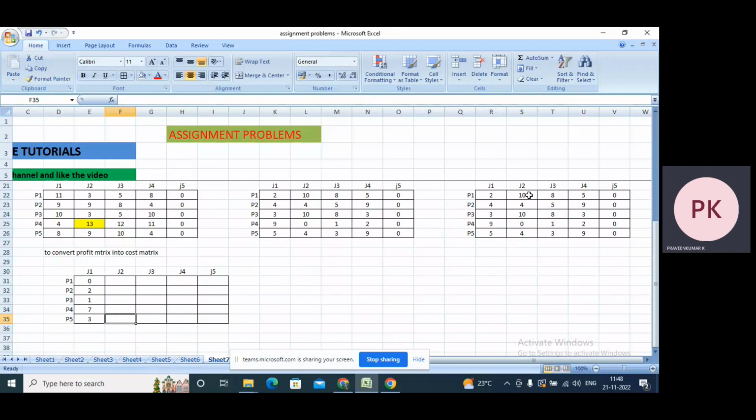Similarly, go to the second column. The least element is 0. So I'll subtract it from the other elements. So this becomes 10 minus 0 is 10, this is 4, this is 10, this is 0, and this is 4.